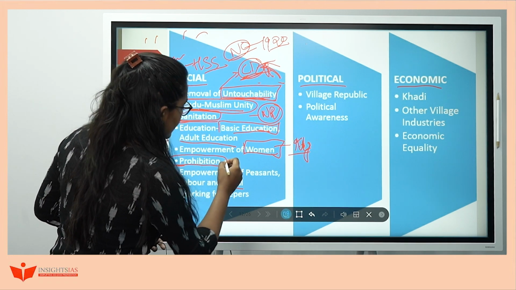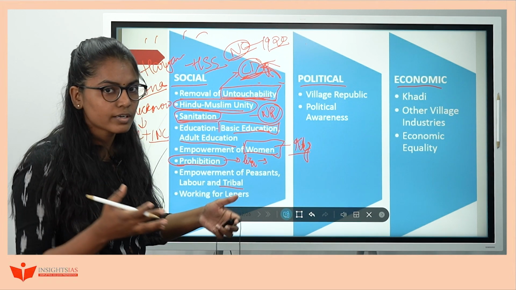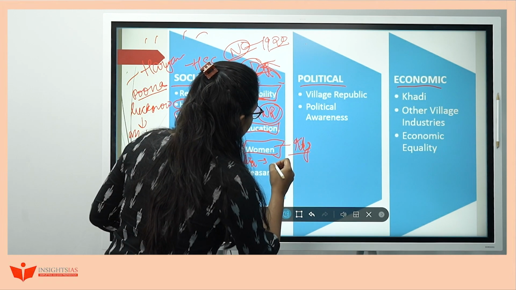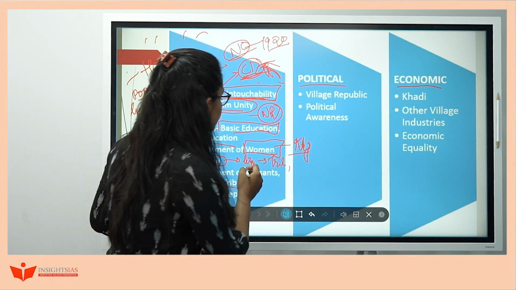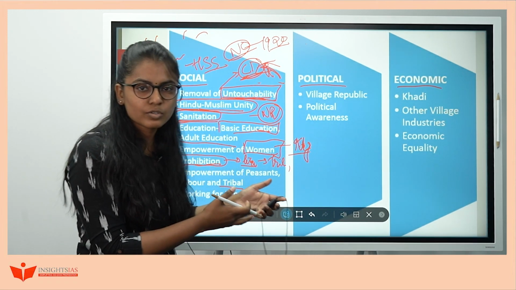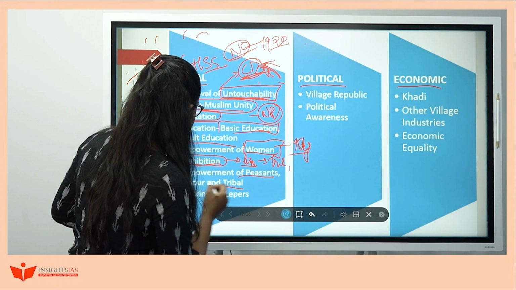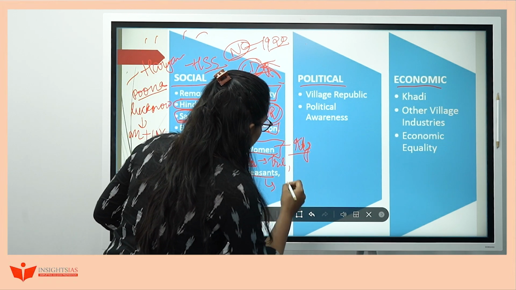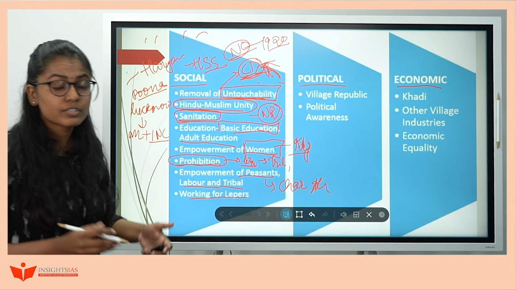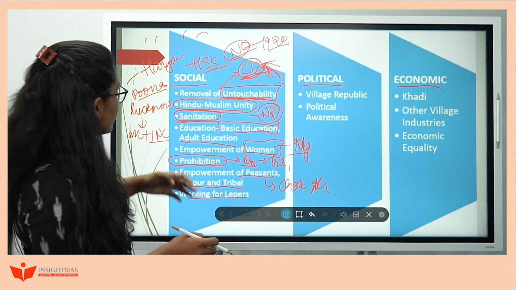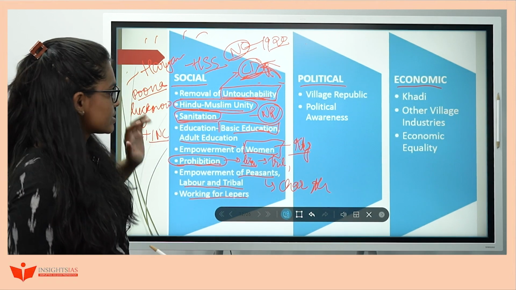Prohibition, that is prohibition of drugs and liquor. What he did was suggest that the Congress committee create shelters where these tribals or laborers, who were usually addicted to drink, could go, so that they don't get addicted to these prohibited items. Then empowerment of peasants, labor and tribals. We know he himself led the Champaran Satyagraha and Kheda Satyagraha. You can give examples of these. Working for lepers: there was Kushtdham. He created Kushtdham for lepers. So see, I have addressed these many dimensions and examples under them here.